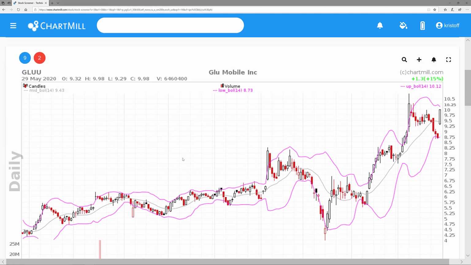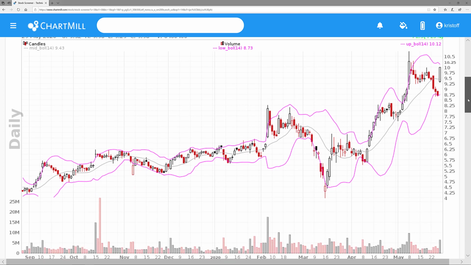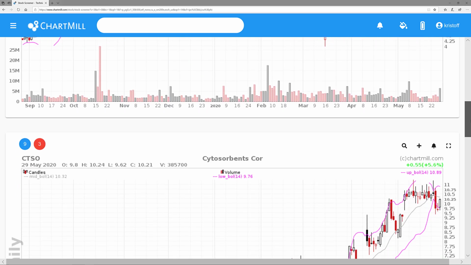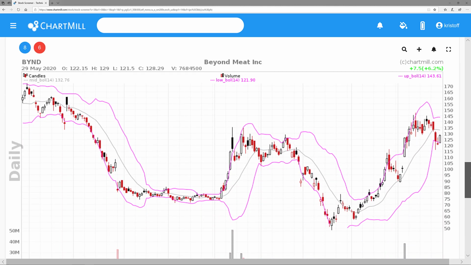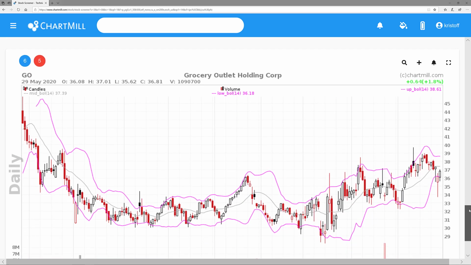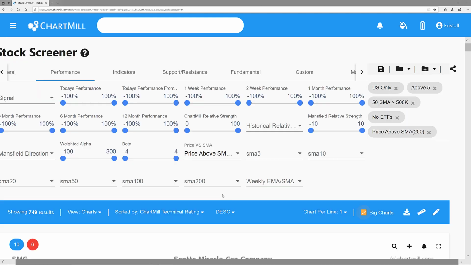Let's take a look at the results. As you can see, we now have some very decent long setups of stocks in a long-term uptrend that have retraced to the lower Bollinger Band. From that level, price has risen again as a possible sign of reversal.